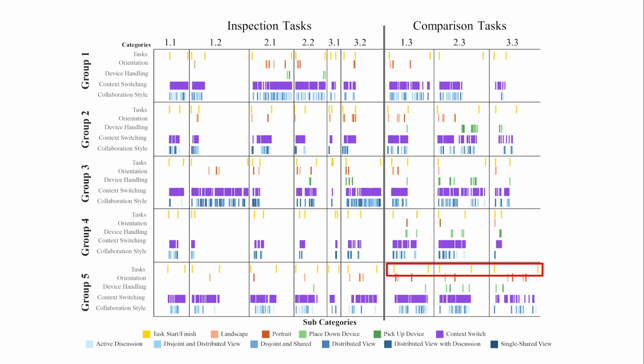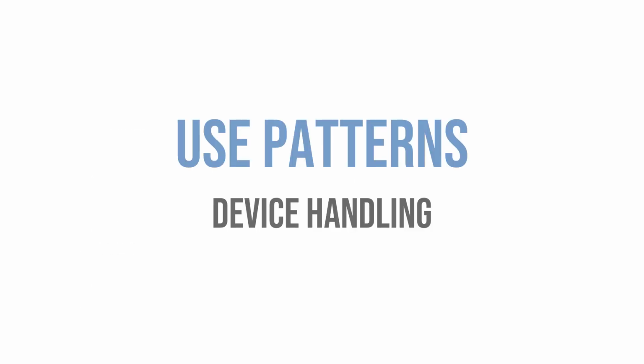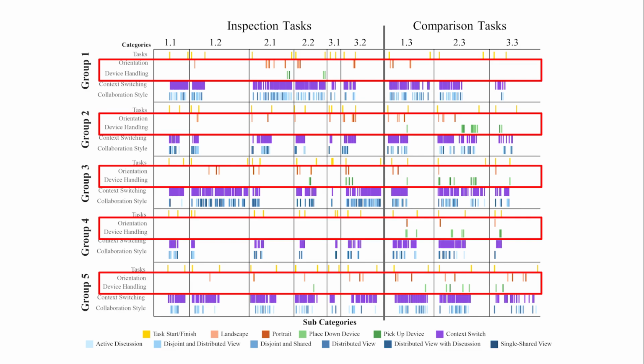And on the comparison tasks, although the task completion times are generally larger, there are still fewer context switches and larger gaps between them. Moving on to device handling, it can be seen that over all levels of difficulty there was no significant difference. For device mobility in general, we observed very low frequencies of changes in orientation and handling. It shows that most participants would hold their device in portrait mode even whilst completing other tasks such as writing notes.